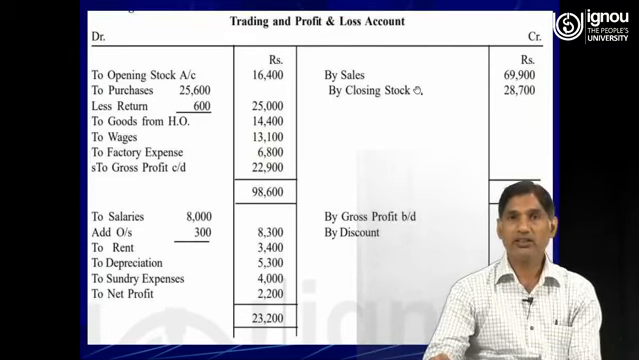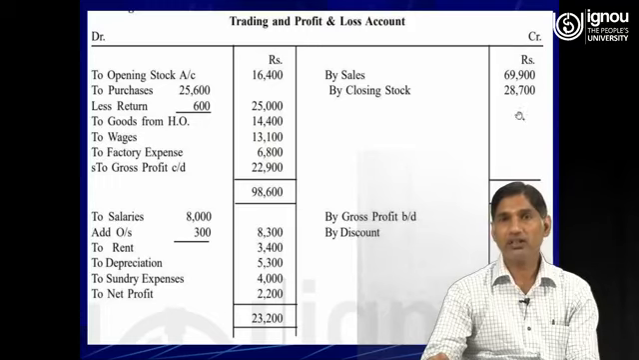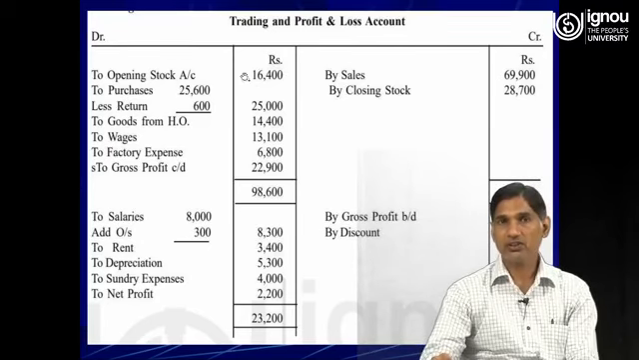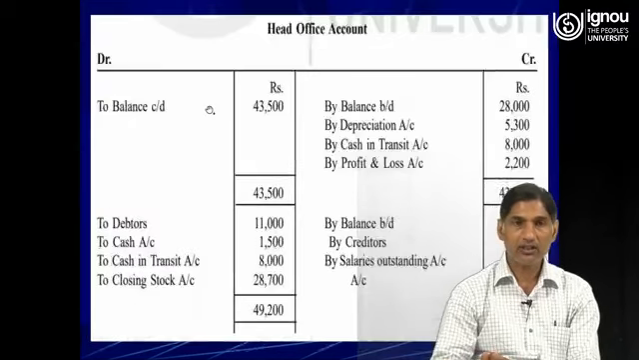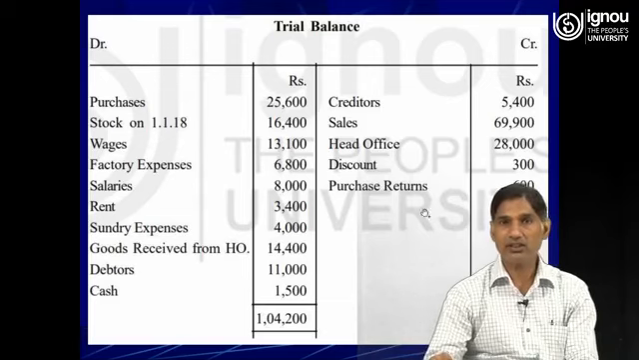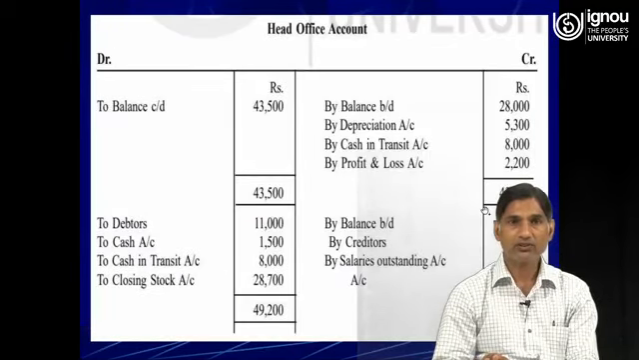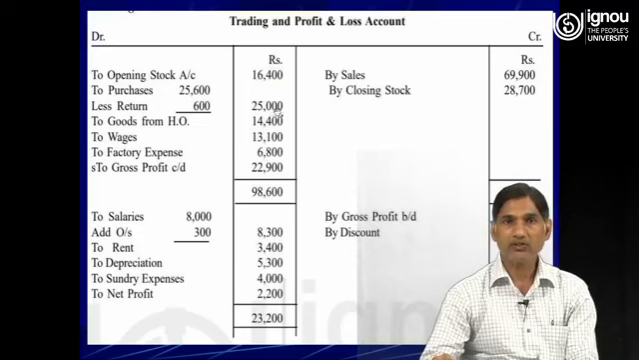So very simple. By sales 69,900 given in the trial balance. Closing stock is given in the trial balance 28,700. So amount is 98,600. Here opening stock is given in the question 16,400. Purchases 25,600 is mentioned. Let's check. 25,600, yes, purchases, and purchases return is also given. So purchases minus purchase return, so net purchases would be 25,000.